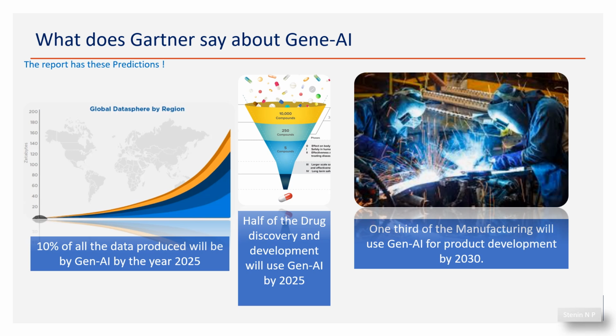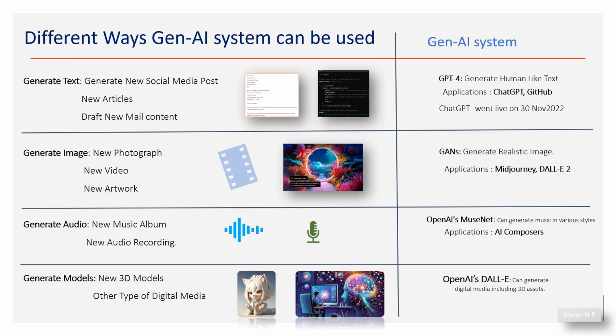Now, what does Gartner say about generative AI today? It says that by 2025, 10% of the data produced would be by generative AI. And in drug discovery and development, by 2025, half of it would be done by Gen AI. By 2030, in manufacturing units, one third of product development would be done by Gen AI. That's a huge amount of activities which Gen AI would pitch into.